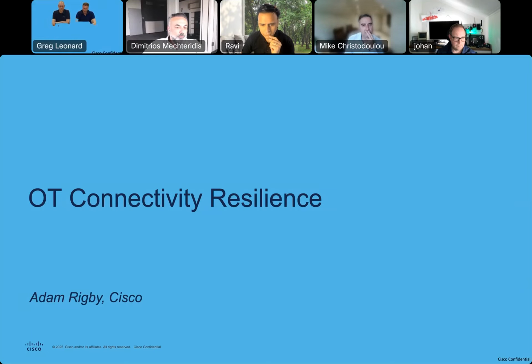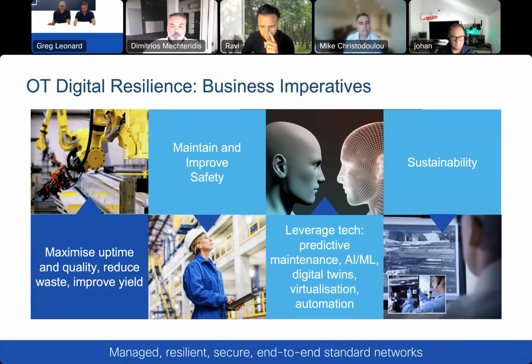Great question, Greg. Well, for manufacturers, connectivity resilience is all about ensuring that their critical OT assets and systems, PLCs, AGVs, sensors, robots, all that stuff on the factory floor stays connected and operational, no matter what. We're talking about minimizing downtime, maintaining production flow, and ensuring that data is continuously available to the applications and dashboards that require it. So let's look at OT digital resilience in more detail.